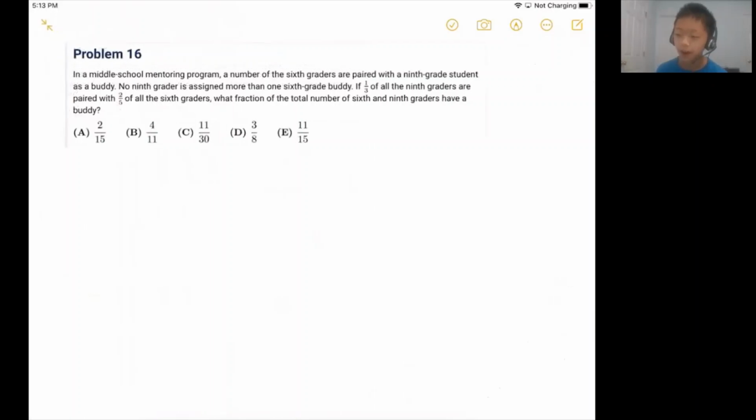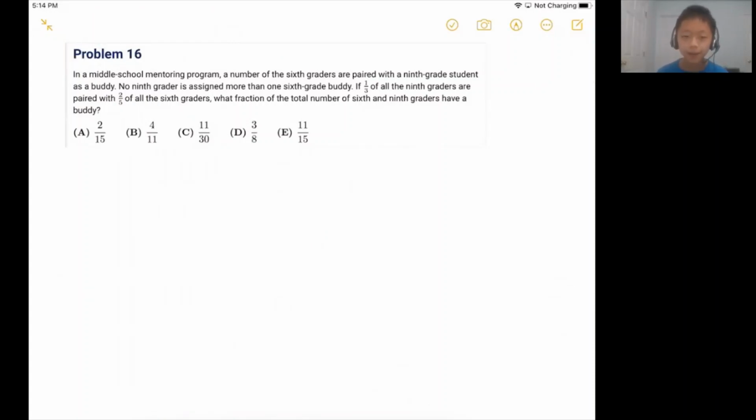So we're given, in a middle school mentoring program, a number of the sixth graders are paired with a ninth grade student as a buddy. No ninth graders are assigned more than one sixth grade buddy. If 1/3 of all the ninth graders are paired with 2/5 of all the sixth graders, we want to know what fraction of the total number of sixth and ninth graders have a buddy.